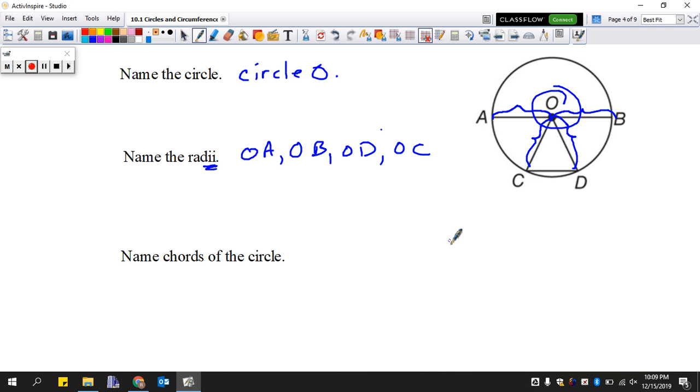A circle has an unlimited number of radii, but in this case, we're given 4 radii. And then it says name the chords. Remember, a chord goes from one side of the circle to the other. So this would be AB, that's the diameter, goes from here to here. And then the other chord is CD. And that does not go through the center.